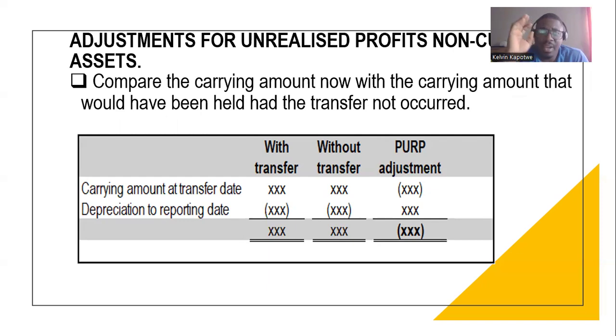Compare the carrying amount now with the carrying amount that would have been held had the transfer not occurred. So it will be very helpful for you to create such a working where you have with transfer, without transfer, and then you put the PAP adjustment. The PAP adjustment is just a provision for unrealized profit adjustment. When you get the carrying amount at the transfer date, you then have the depreciation at the reporting date. Then you have the difference there. And then you have the with transfer column with the same thing, and then you've got the adjustment there.